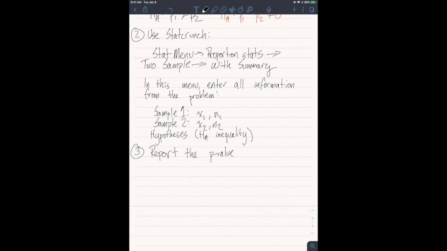So StatCrunch will spit out, just like it did with hypothesis testing for correlation and regression, a p-value. You should have written that down when you were doing those. Same thing here, report the p-value that StatCrunch gives you, and then step 4 is make the conclusion.